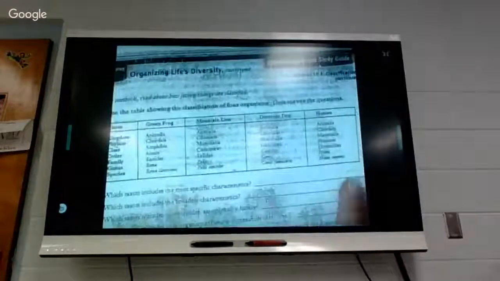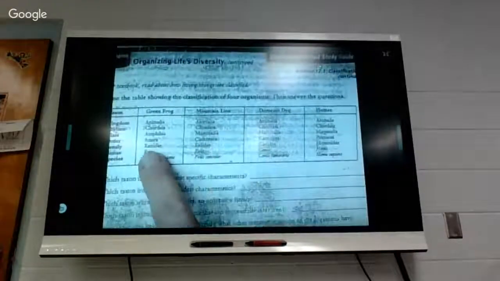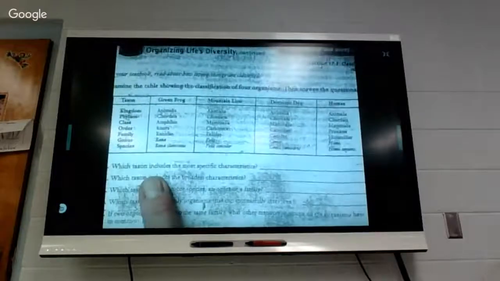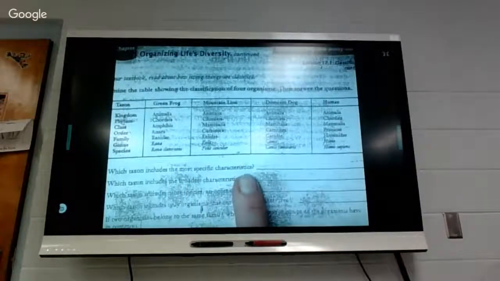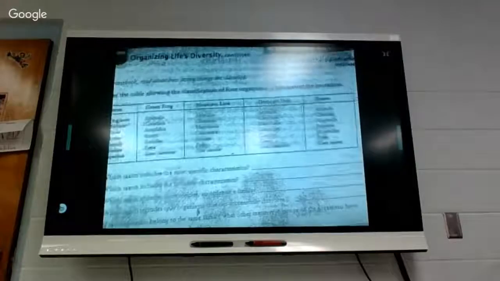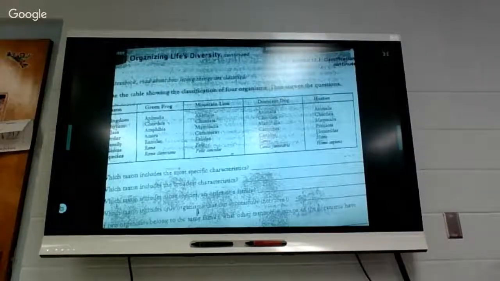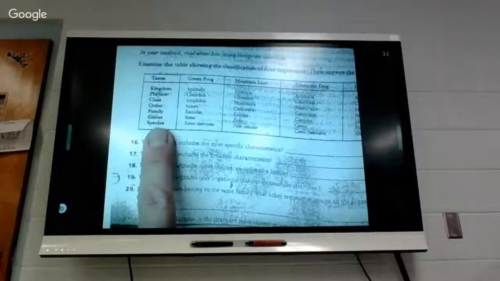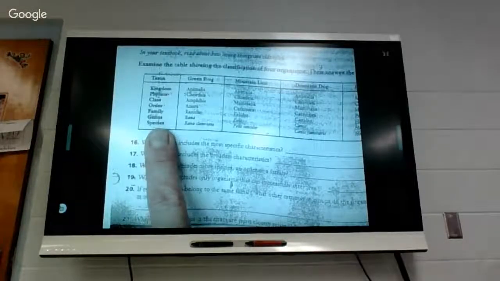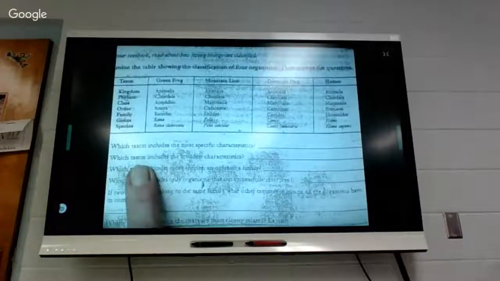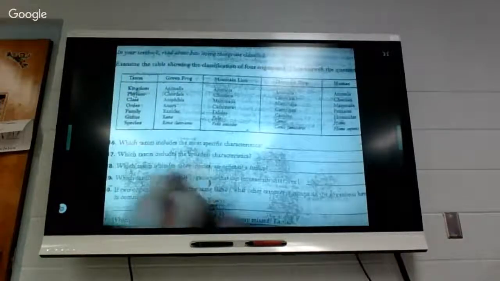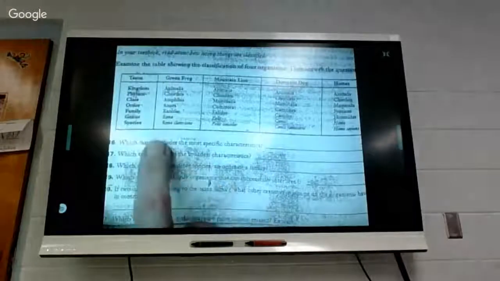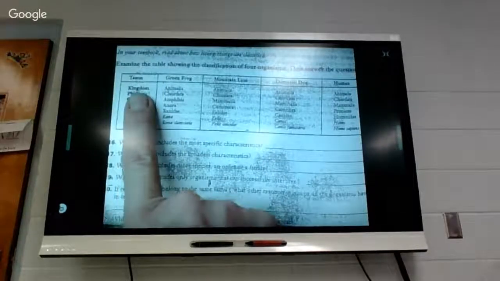All right, so we've got, here's ours and 3 other species. So let's see what it says. Which taxon includes the most specific characteristics? Most specific is not the broadest, the most specific. So look in your taxon and it's species. Okay, does that make sense? Species? Yeah, that's what I got. All right, good. All right, which taxon includes the broadest of those up here? Now, I don't see domain, so what is the biggest? Kingdom. Exactly. Very good.